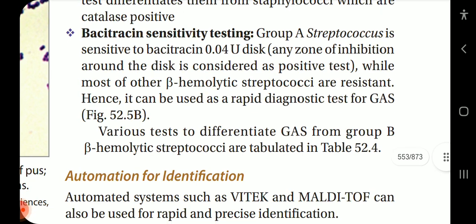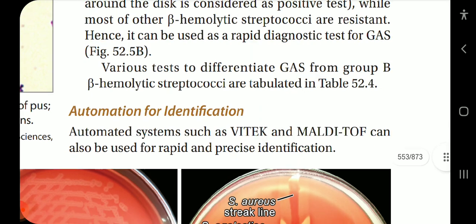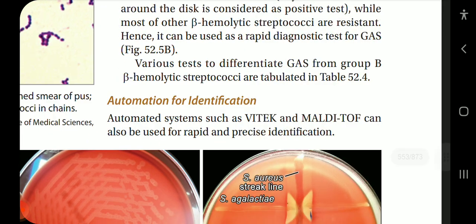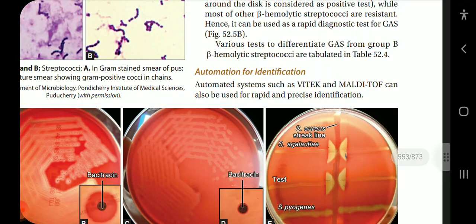Bacitracin sensitivity testing. Group A streptococcus is sensitive to bacitracin 0.04 U disc. Any zone of inhibition around the disc is considered a positive test, while most of the other beta-hemolytic streptococci are resistant. Hence, it can be used as a rapid diagnostic test for GAS. Various tests used to differentiate GAS from group B beta-hemolytic streptococci are tabulated in the table. Automation for identification: automated systems such as Vitek and Malditof can also be used for rapid and precise identification.